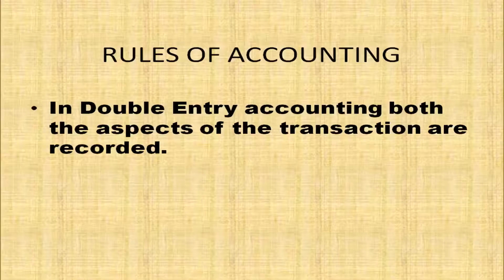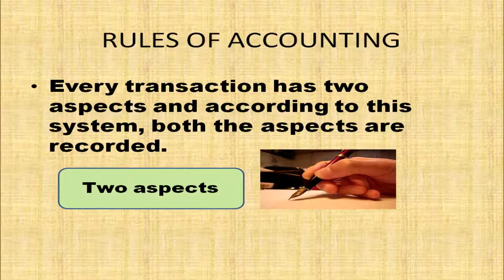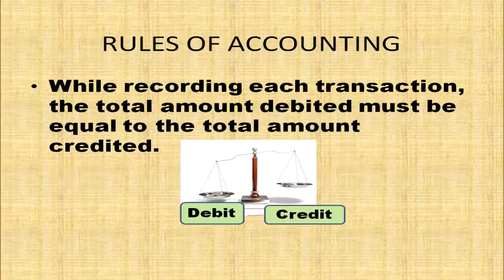In the double entry accounting system, both the aspects of a transaction are recorded. Every transaction has two aspects according to the double entry system, and both the aspects are recorded. While recording each transaction, the total amount debited must be equal to the total amount credited.